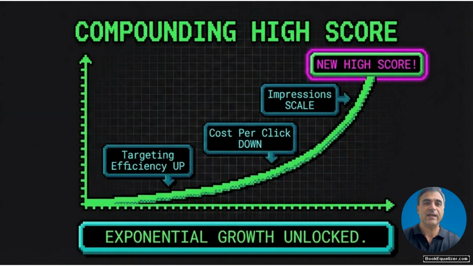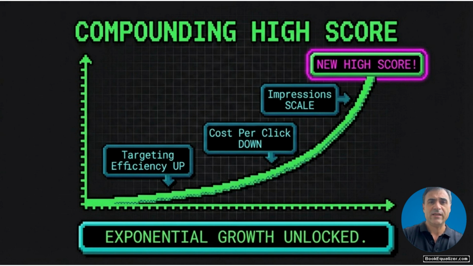This is where things get exciting. Compounding high score achieved. As your campaigns mature, 3 things happen simultaneously. First, targeting efficiency improves. Each account's algorithm learns exactly which keywords, which audiences, which times of day convert best. Your traffic becomes more qualified.